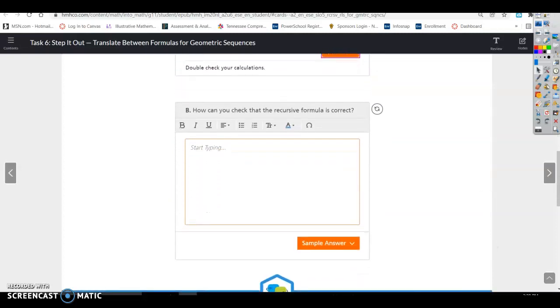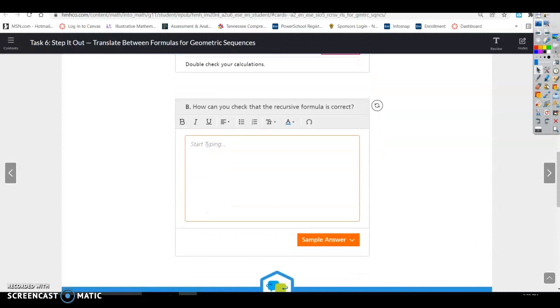All right, so how can you check that the recursive formula is correct? Well, you could use the explicit formula and check a couple of the terms by plugging numbers in to see that you get the same number. Remember, the recursive formula and the explicit formula should give you the same answer. They're just evaluating two different ways. All right, that's all for task 6. If you have any questions, let me know.